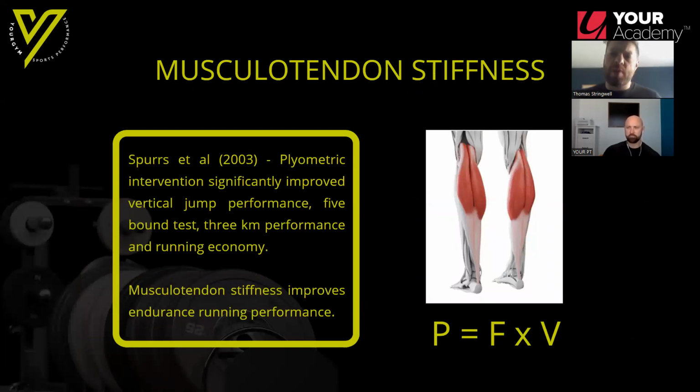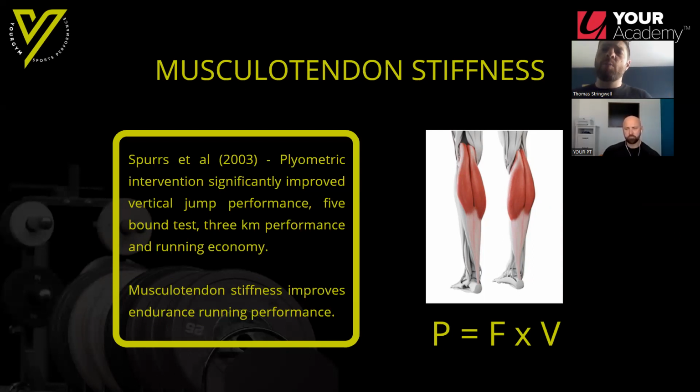Now, another major effect we get from plyometric training is what we call musculotendon stiffness, which is the ability for your muscle and tendon together to rapidly store and recoil energy. In particular, within the Achilles, this is very important. Quite often, plyometrics is only associated with explosive, powerful athletes. However, the research now clearly shows that plyometric interventions improve endurance performance.